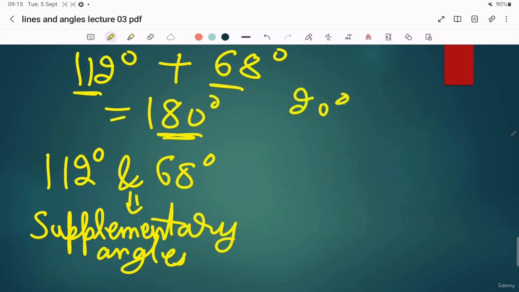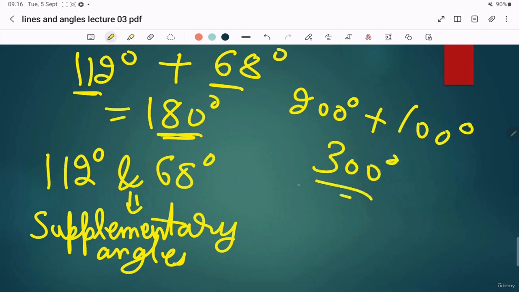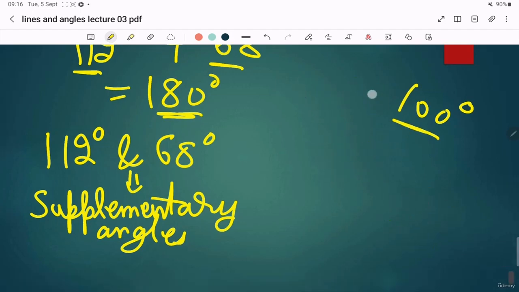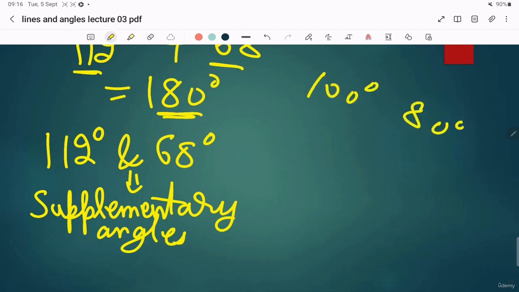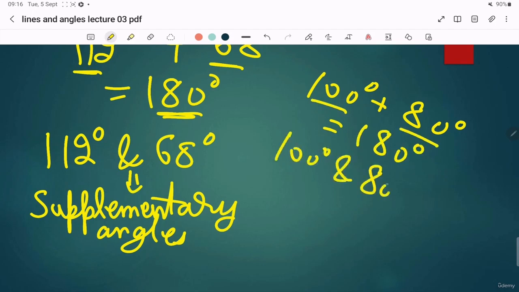Let's say I write 200 degrees and 100 degrees. Now if you take their sum, you will get 300 degrees. So these two angles are not supplementary angles because their sum is not 180 degrees. Now let's say I write 100 degrees and 80 degrees. Now take their sum. This will be 180 degrees. So these two angles are supplementary angles. 100 degrees and 80 degrees are supplementary angles.